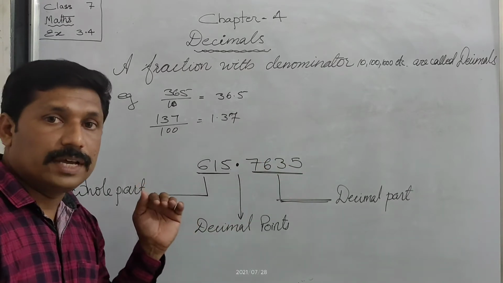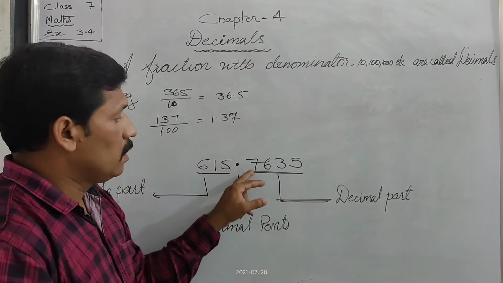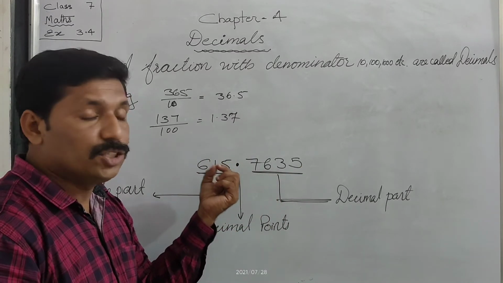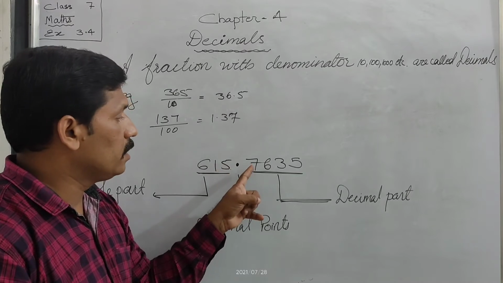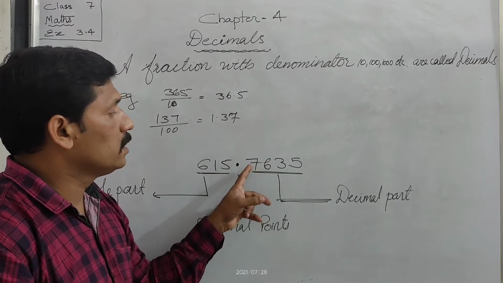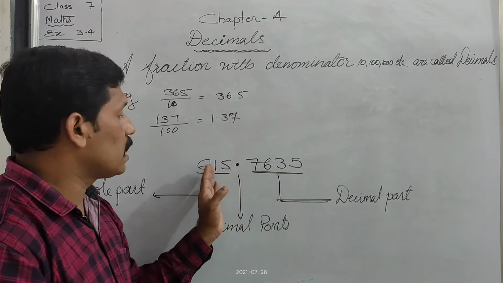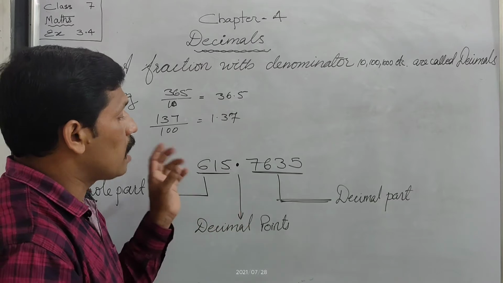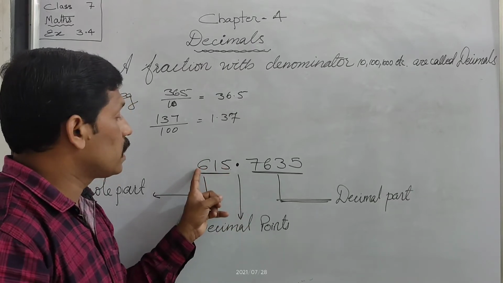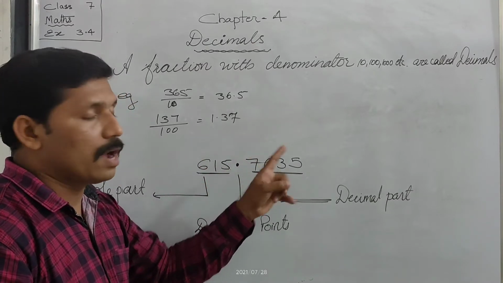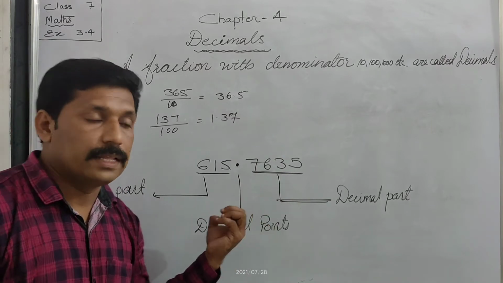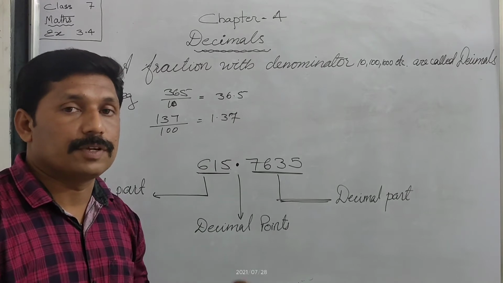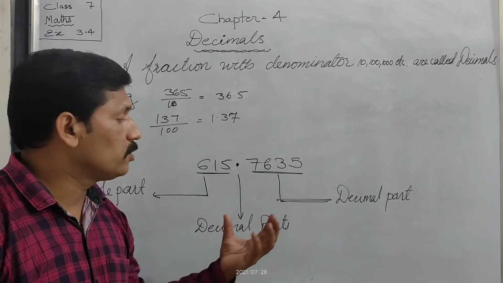615.7635. So, students, after the decimal point, we have to say each digit separately. We don't say 7,635, meaning 615.7,635. That is the wrong way. And how to read a decimal number? 615.7635. In this way, we can read the decimal number. You have studied all these things in 4th class and 5th class, and I like to repeat them now.